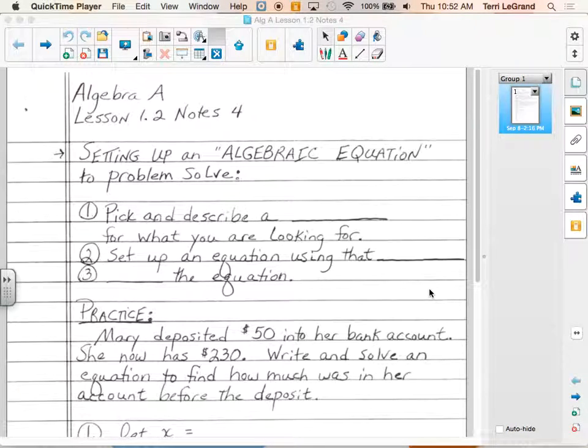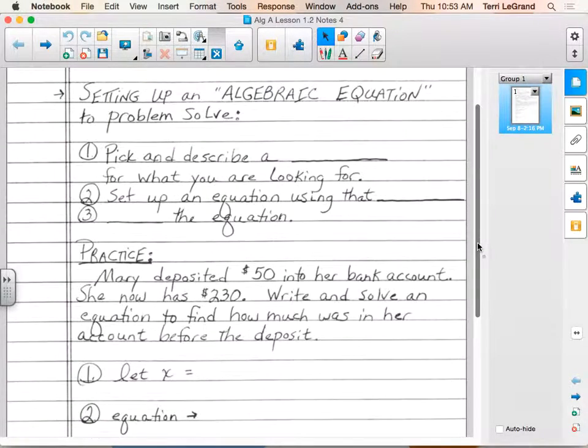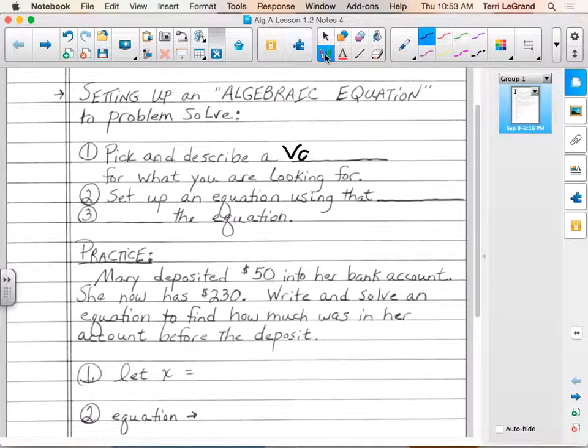The thing that we're going to do in this lesson, lesson 1.2, is setting up an algebraic equation to problem solve. And these are the steps I want you to use. Here's the expectation. Number one, pick and describe a variable. You get to pick the variable. Sometimes they don't say let it be C or let it be M, they let you pick it. So pick and describe a variable for the thing that we're looking for. What's the thing they're asking you to find?